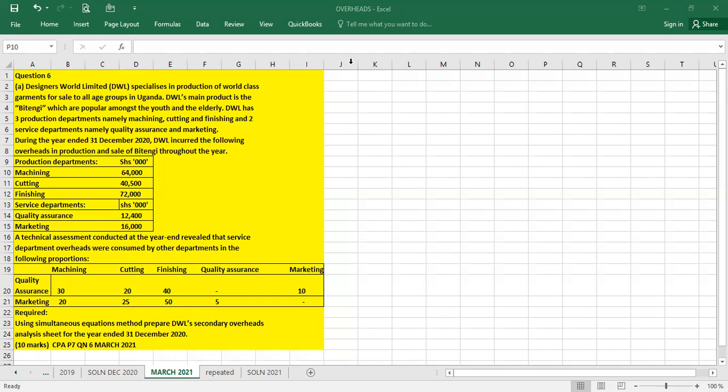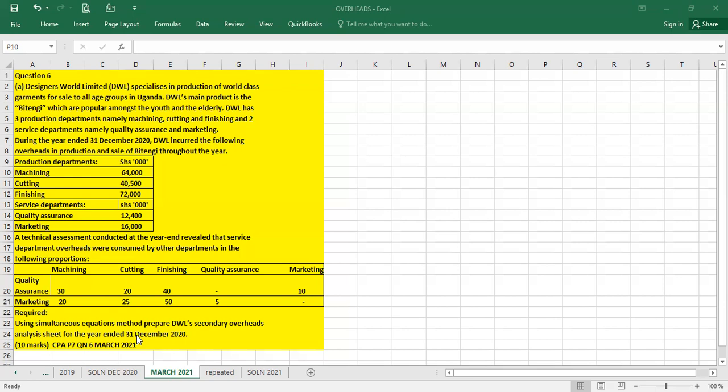It says a technical assessment conducted at the year end revealed that service department overheads were consumed by other departments in the following proportions. So these are the proportions of how we distributed these service departments into all the other departments, including the service departments themselves. And the question says using simultaneous, but here we are going to be looking at the repeated.